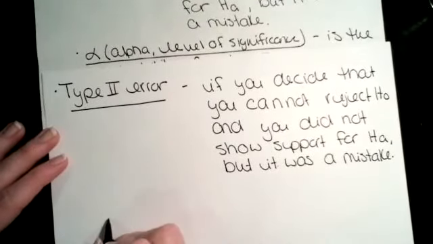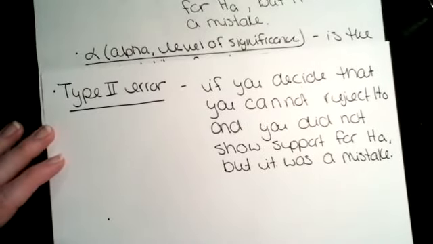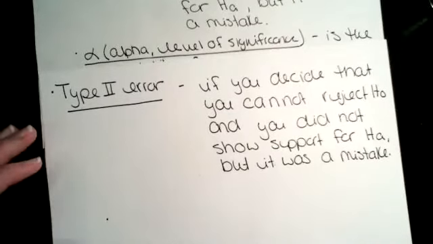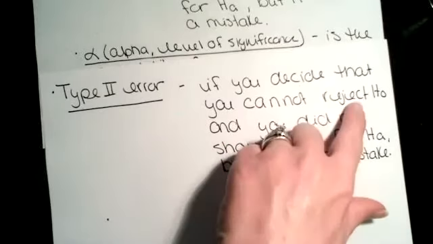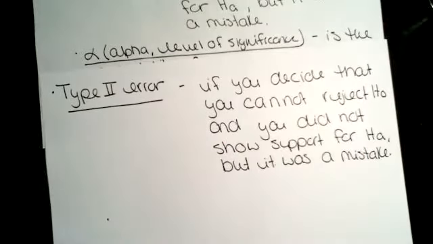Professor? Yeah. So I'm reading, so it says if you decide you cannot reject the null and you did not show support for HA, but it was a mistake. So would the mistake be that you should have shown support? Yeah. Okay. Yep. I want to make sure I'm understanding correctly. It just means like a mistake happened someplace. Maybe the sample was like an unusual sample for your data. I mean, you know, there's different things that can happen, right? So it just means that you did not reject the null, but you probably should have.